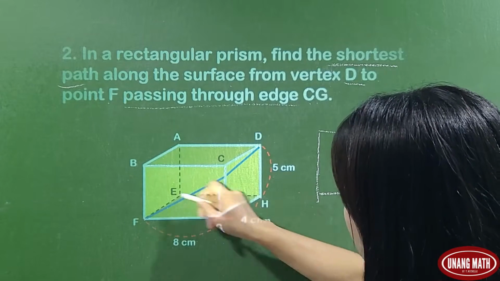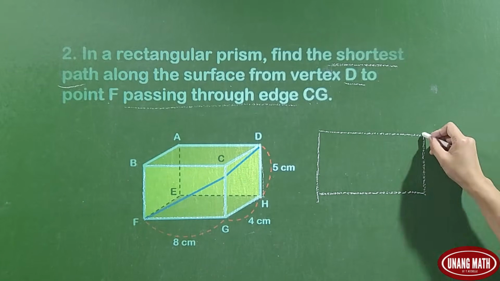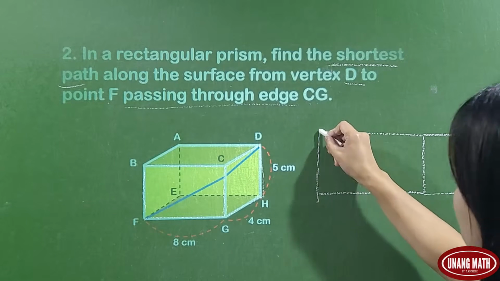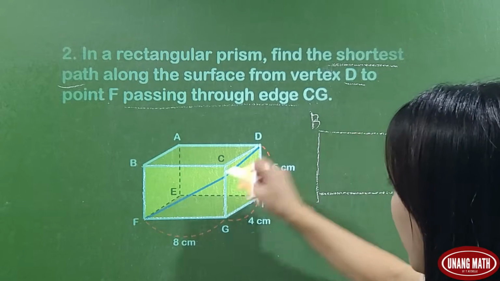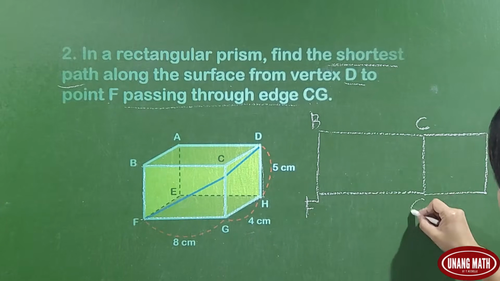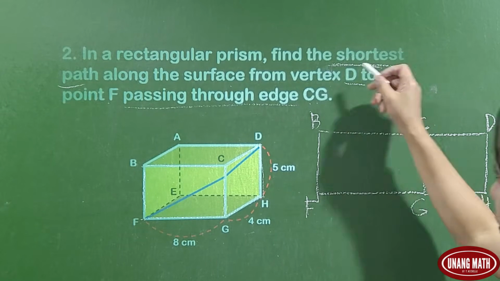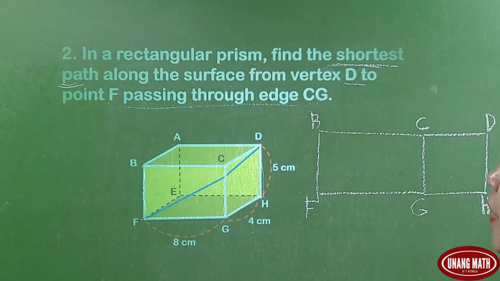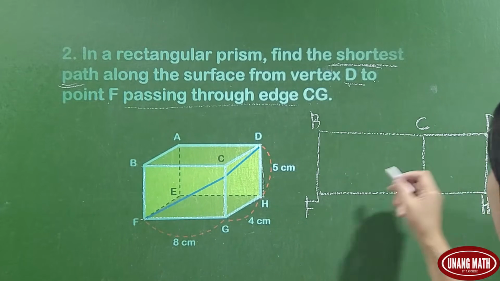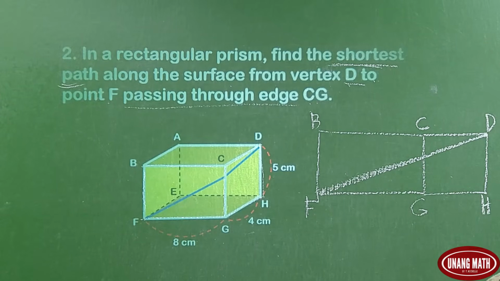this rectangle and this rectangle. So this point is point B, this is point F, point C, this is point G, point D, and this is point H. Okay, the shortest path that we are referring to here from vertex D to point F is this diagonal line.